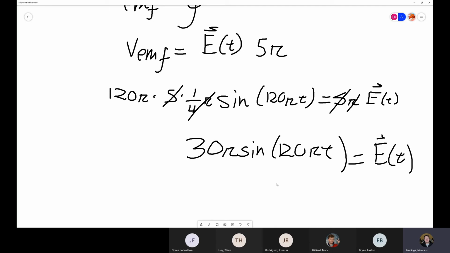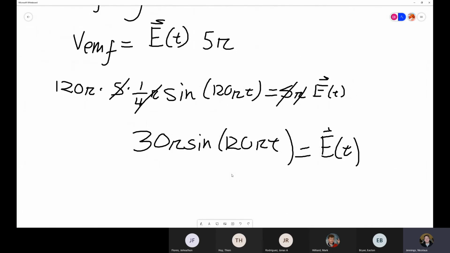Awesome, okay. That is the first step for this problem. That's part A. Any questions?